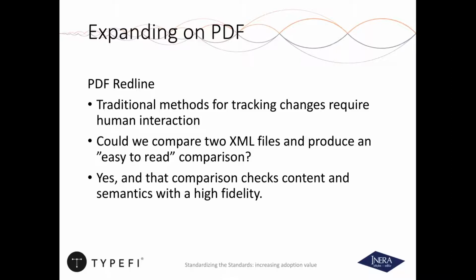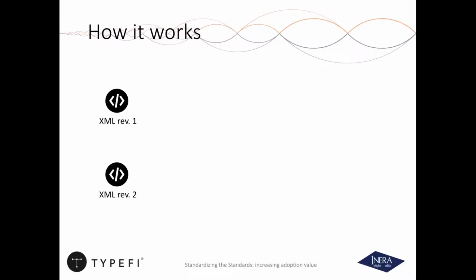So what if there was a way to compare two XML files for content and semantics and provide you with an overview of the difference in a very visual way? With ISO redline PDFs, there is. So how does it work?